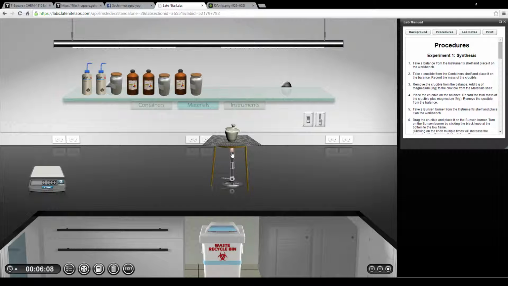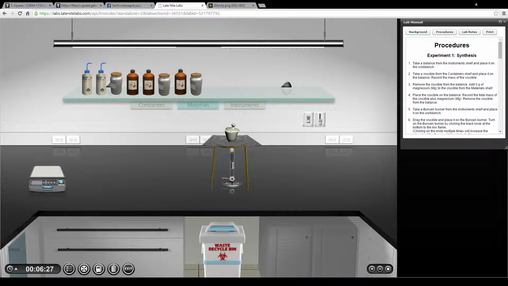Now you'll see that the flame is a light orange. This will indicate that it is the low flame. There's 2 other flame settings, but you're not going to need those for this experiment. You're going to have to wait at least a minute, at max 2 minutes, before the synthesis reaction is complete. So we're just going to leave the crucible here for a minute.